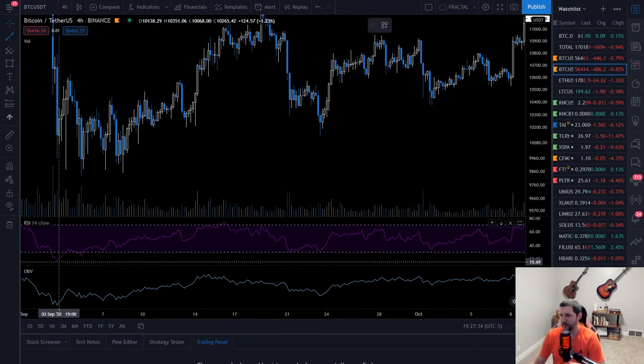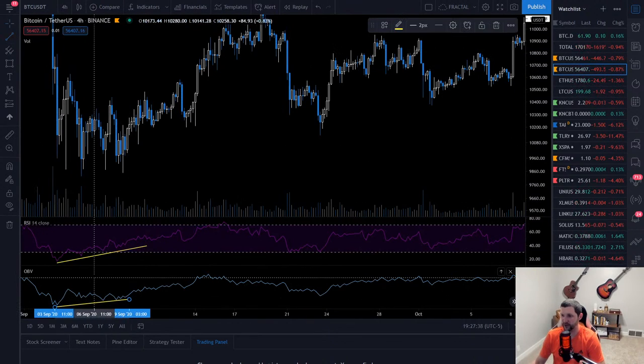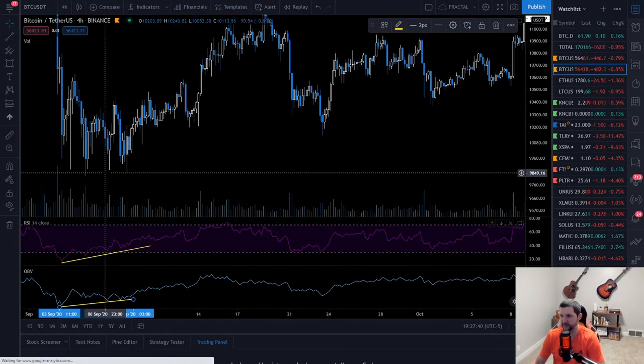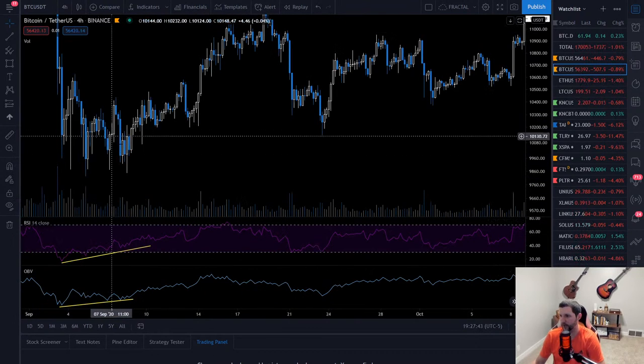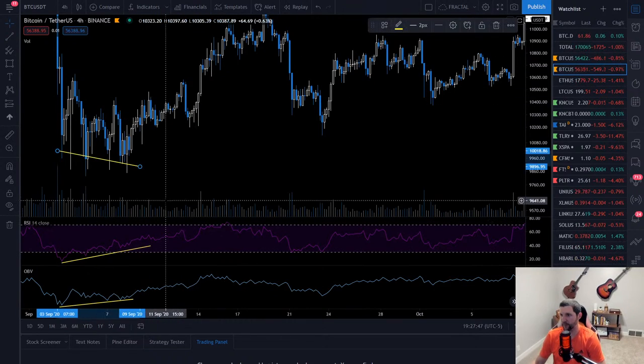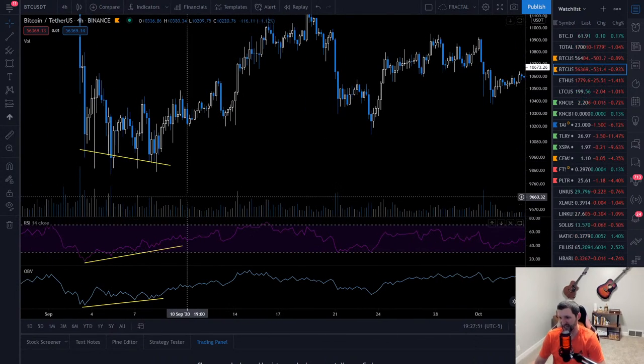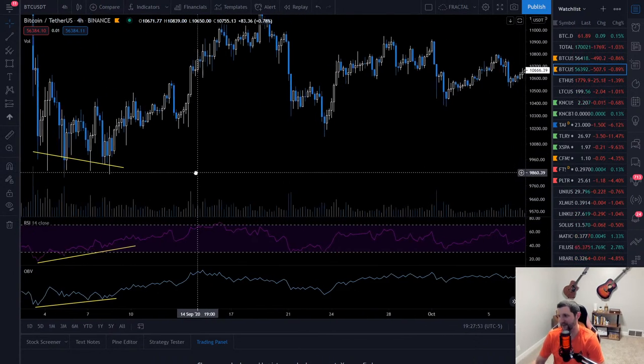So here, again, just more divergences on both pairs. I mean, you have divergence on RSI and OBV. That's really good confirmation, okay? See how we've got these bullish divergences here. Price is dropping, and eventually we go up, all right? It can be a lot of divergences, and the more you have, the better.